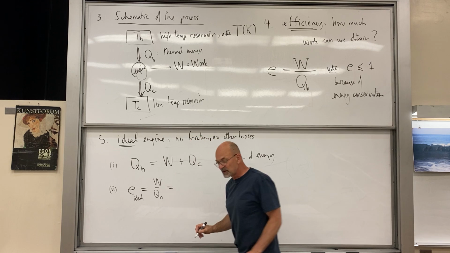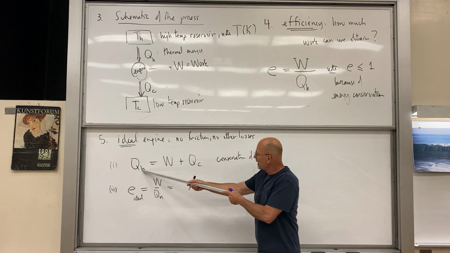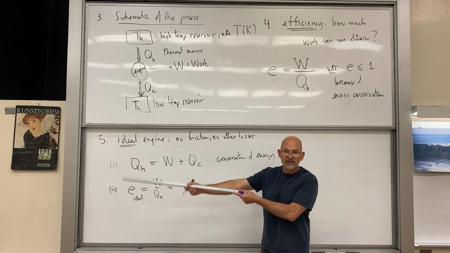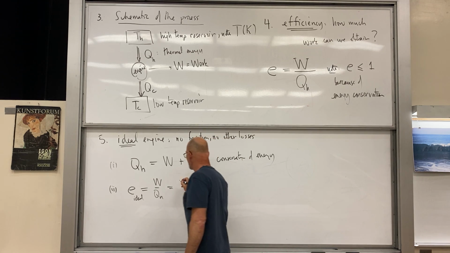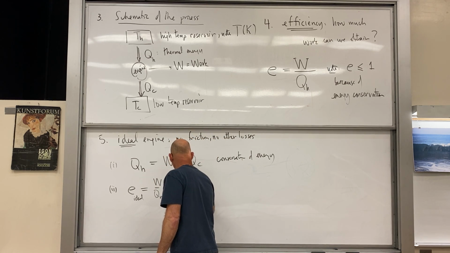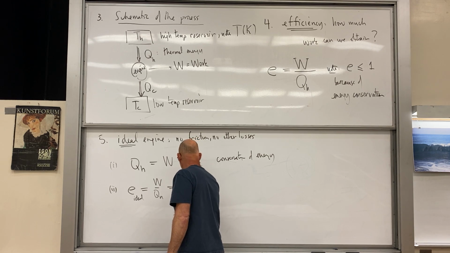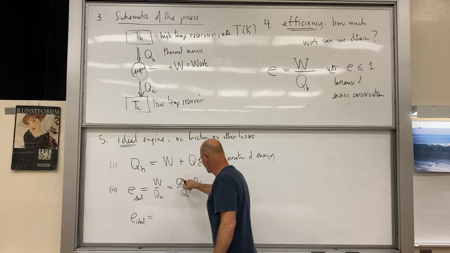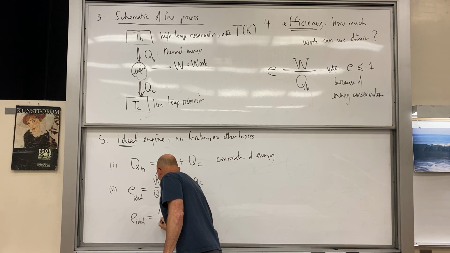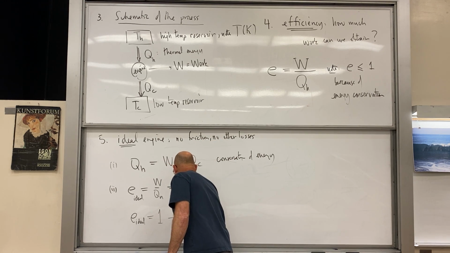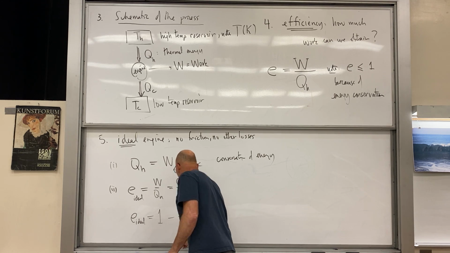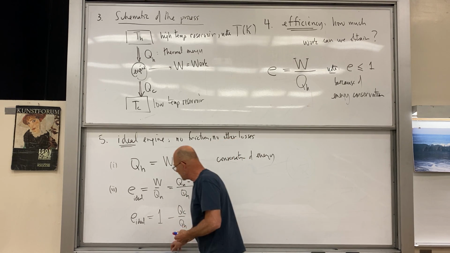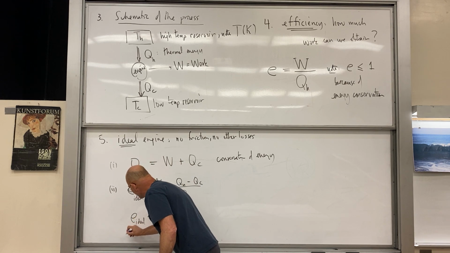So let's substitute the W in. The W is QH minus QC. Subtract the QC to the other side of the equation. So it's QH minus QC divided by QH. And a little bit of arithmetic tells us that that can be expressed as QH over QH is 1 minus QC over QH.